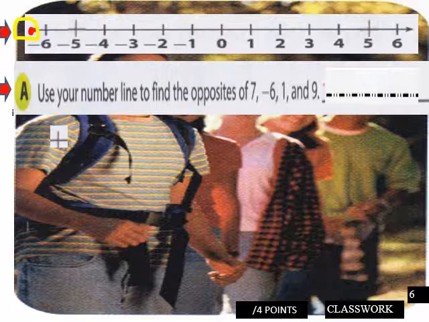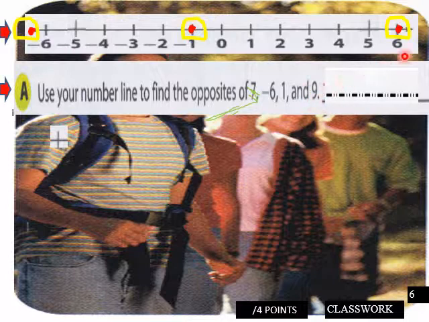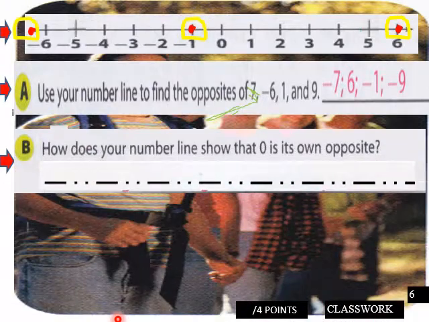So here we have, use your number line to find the opposites of 7. So the opposite of 7, +7, will be -7 here. Then the opposite of -6 would be +6. The opposite of 1 would be, class, -1. And then the opposite of 9, +9, would be what, class? It would be -9. On this number line here, it'd be way over here for -9.